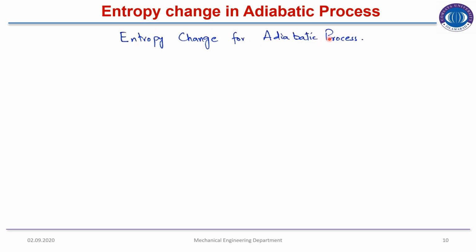Entropy change in adiabatic process. So as we know the difference between adiabatic and polytropic process: a polytropic process is a generalized expression that lies between isothermal and adiabatic process, and all the relations derived for the adiabatic process hold for the polytropic process as well. But the change is that we have to replace the polytropic index with the adiabatic index. So n is the polytropic index and gamma is the adiabatic index.